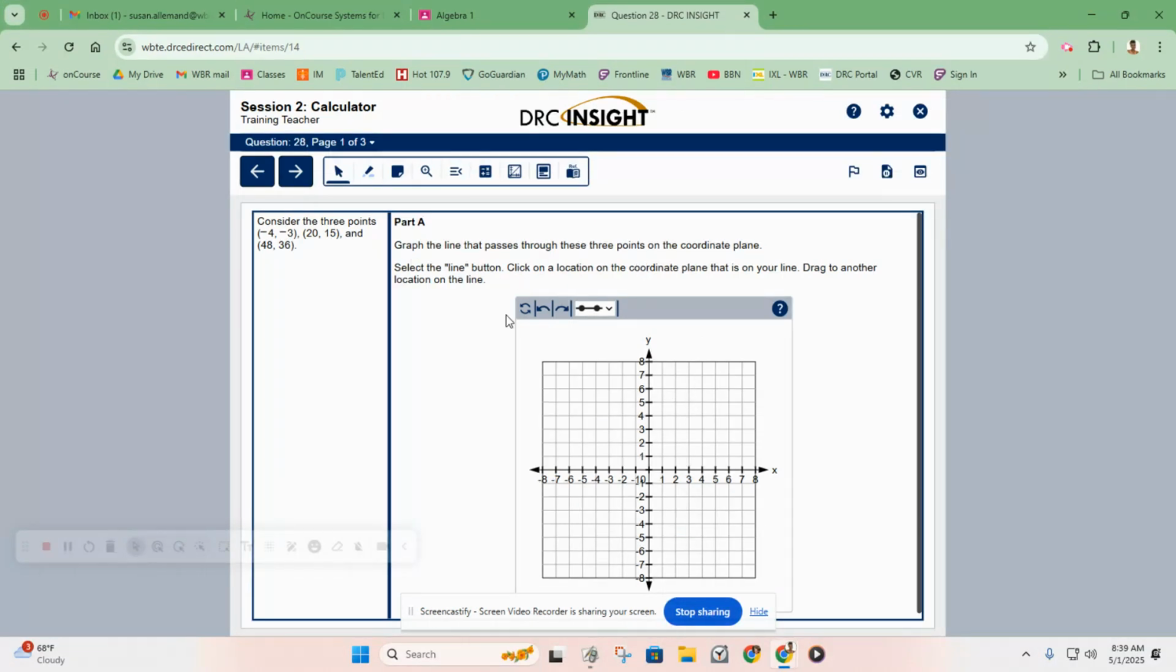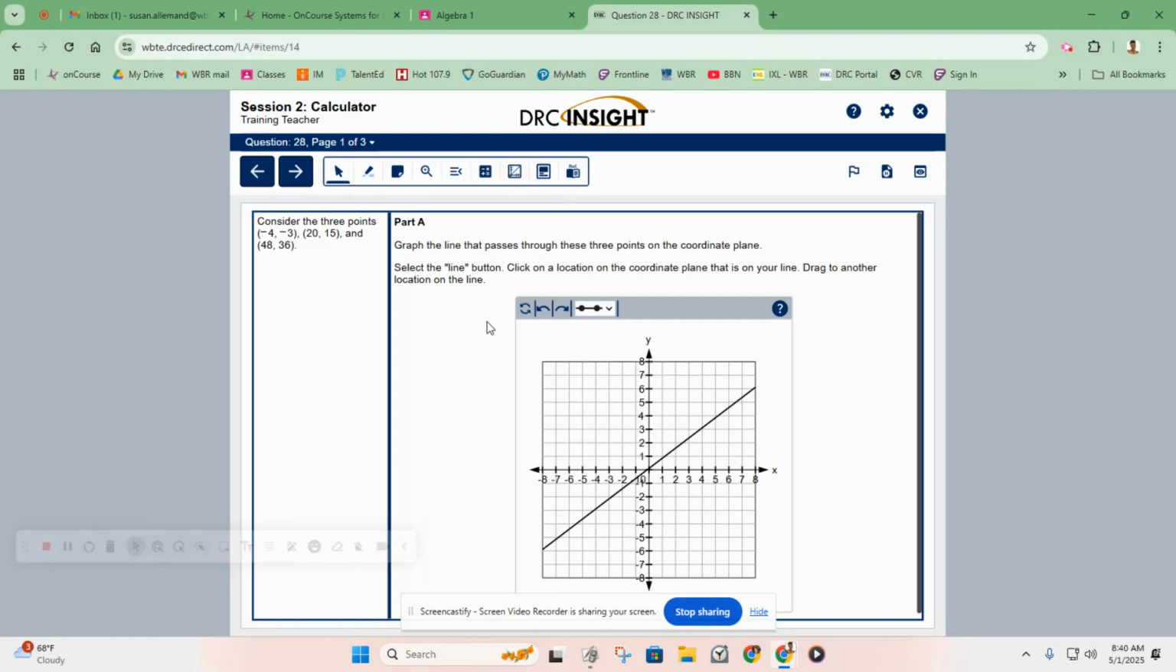All right, so it says to select the line tool, click where we know a point is. -4, -3 is a point. I'm going to hold down the mouse button. I'm going to use my slope now to go to the next point. Rise 3, run 4. So it's going through this origin here.